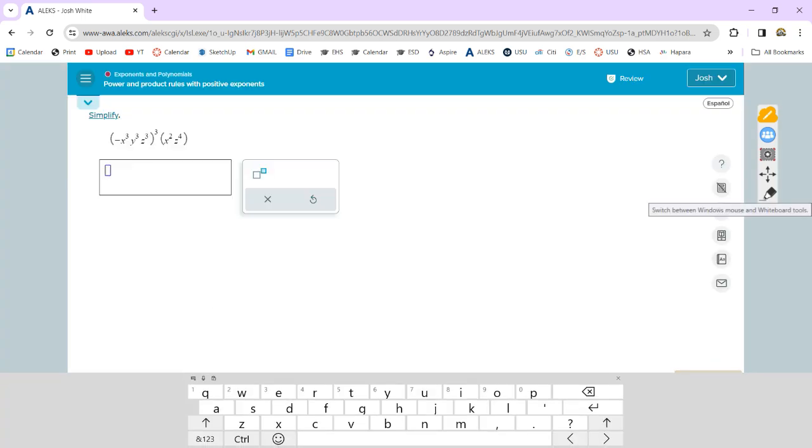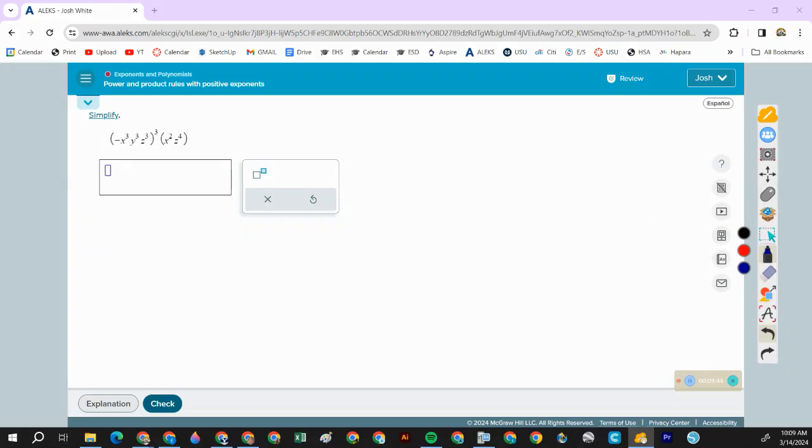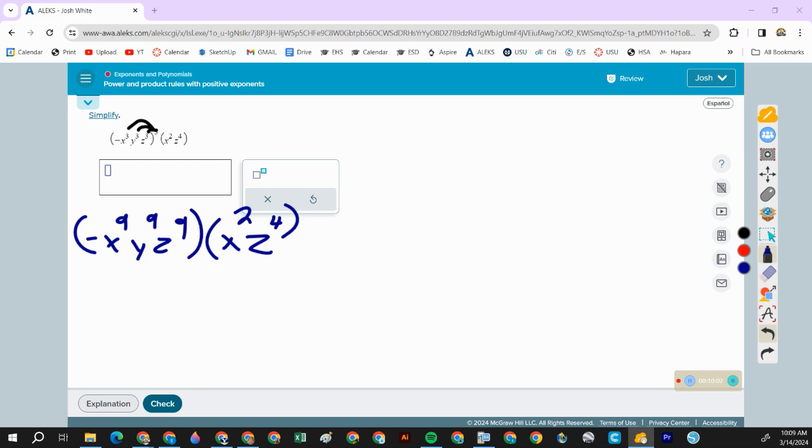All right. So what are we going to do here? We have to follow order of operations. We need to do parentheses, exponents first. So this 3 is going to hit all of those 3's. So negative x to the 9th, y to the 9th, z to the 9th. And then we bring in the x squared and the z to the 4th. So negative x to the 11th, y to the 9th, z to the 13th. And that's it for today. Get to work.